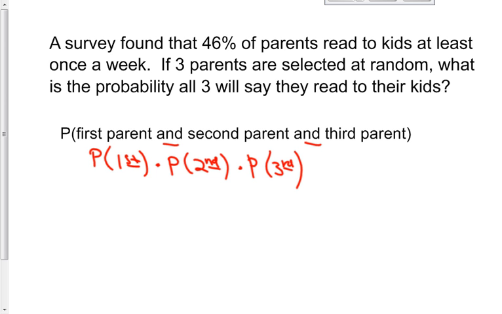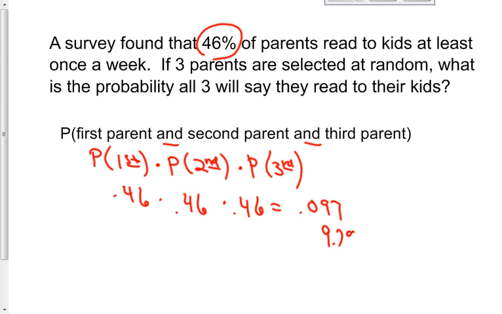In each of these cases, it says that the survey found that 46% of parents read to their kids, which means I'm going to use that 46% probability every single time. 0.46 times 0.46 times 0.46. And we can just multiply straight across, and we come up with 0.097, 9.7%, which would be our probability that all 3 of them said yes, that they read to their kids.